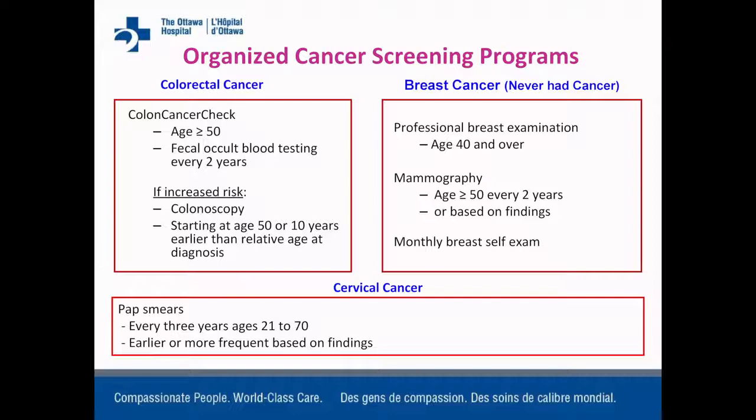So, latest age to start is age 50 or 10 years earlier than the diagnosis of the age of the relative. And then moving forward every 5 to 10 years based on findings.